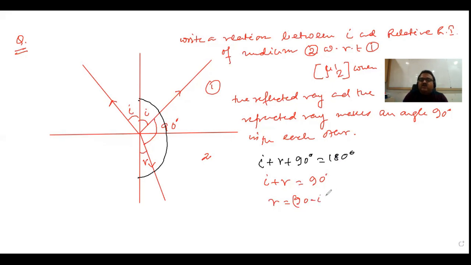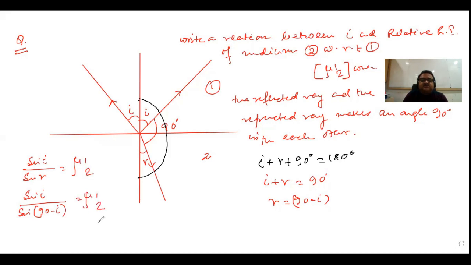Now, apply Snell's law. What is that? Sine of I by sine of R is equal to mu 1 2. Now, sine I is this. What is sine of R? Sine of 90 minus I.